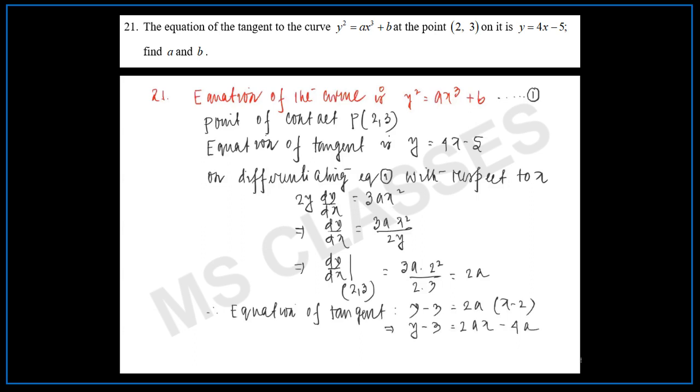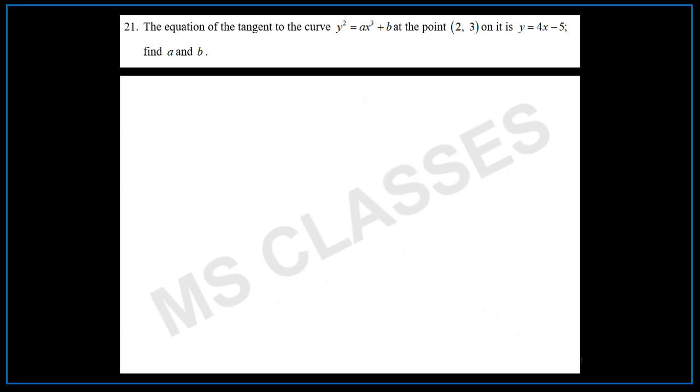Now if we simplify this one, y equal to 2ax minus 4a plus 3. Now this should be identical with equation 2. So we mark this as equation 3. Now 2 and 3 must be identical. So if 2 and 3 are identical, we can write on comparing 2 and 3.